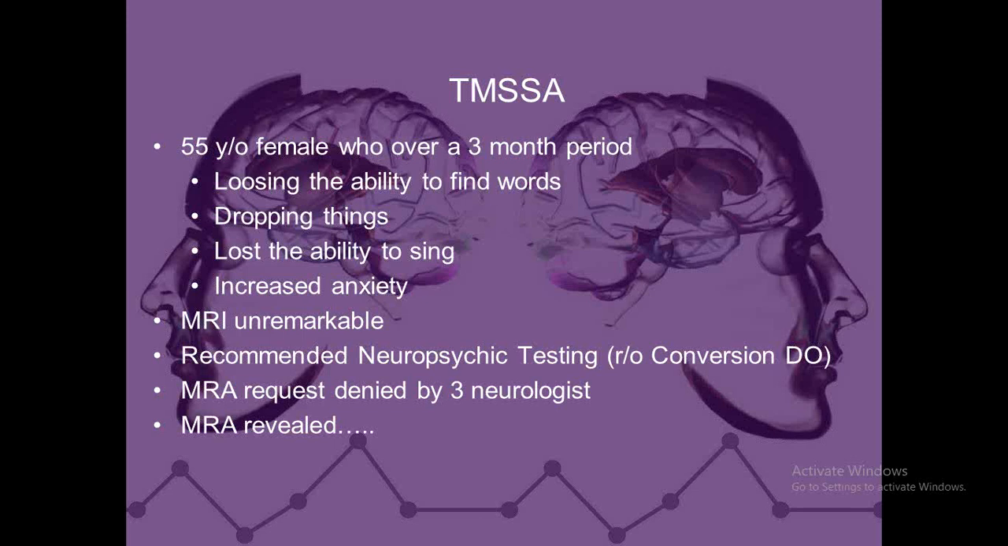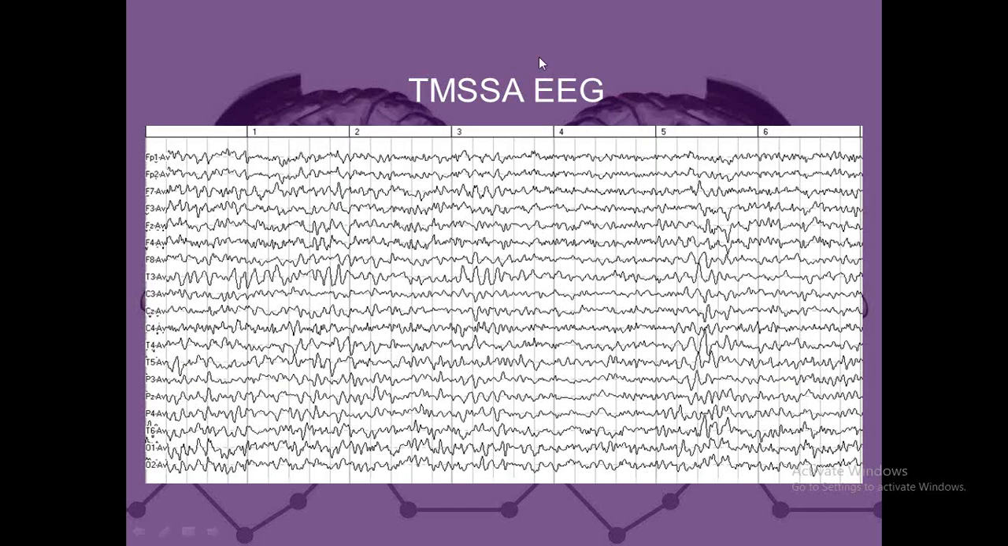So a carotid Doppler was recommended, and an MRA was recommended by Jay. We finally got the MRA once it was denied by 3 other neurologists. One finally decided to do it. As slight as this EEG is, it's a little bit in T3, a little bit in T5, and you just don't see much there.